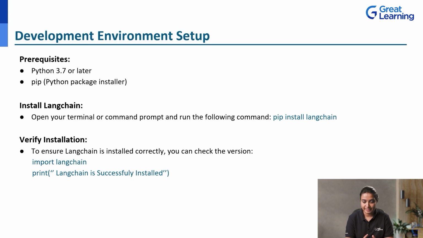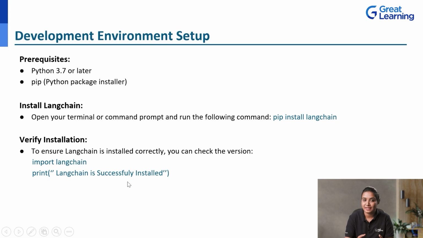Go to the Python IDE and type import langchain. Once you do that, you will get no prompt, no messages, just a plain output. That means it has been installed properly. If you want to check, it will print the next statement. You can give it for verification.